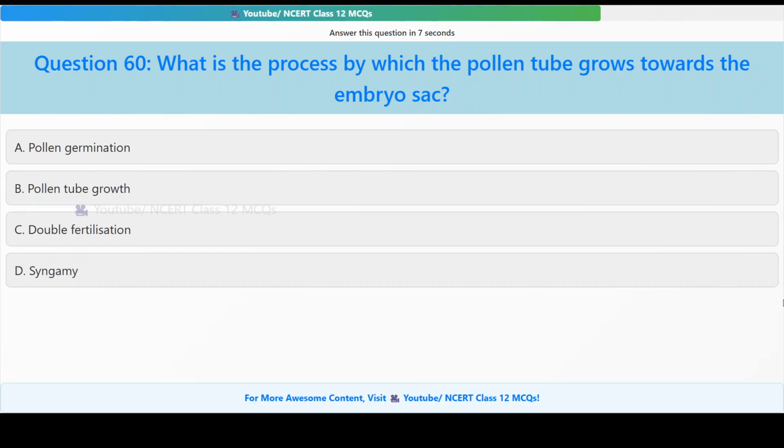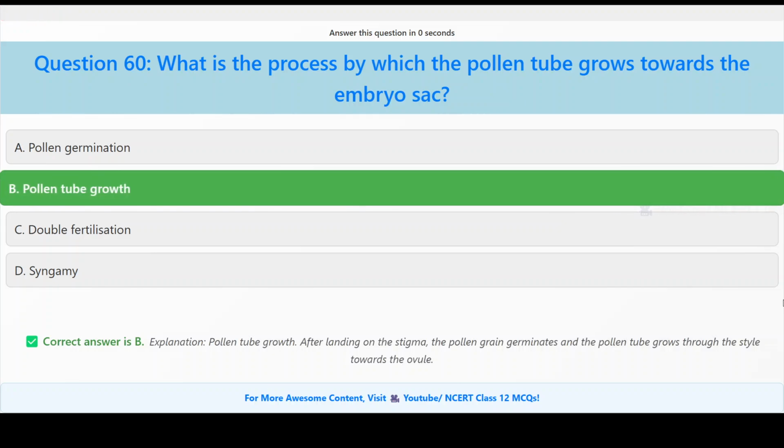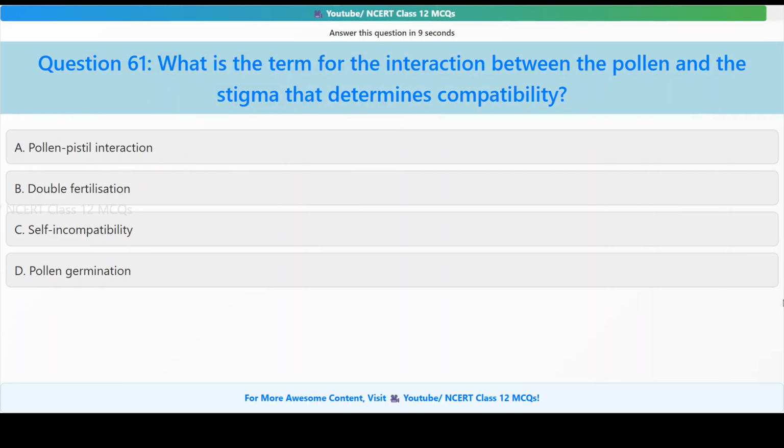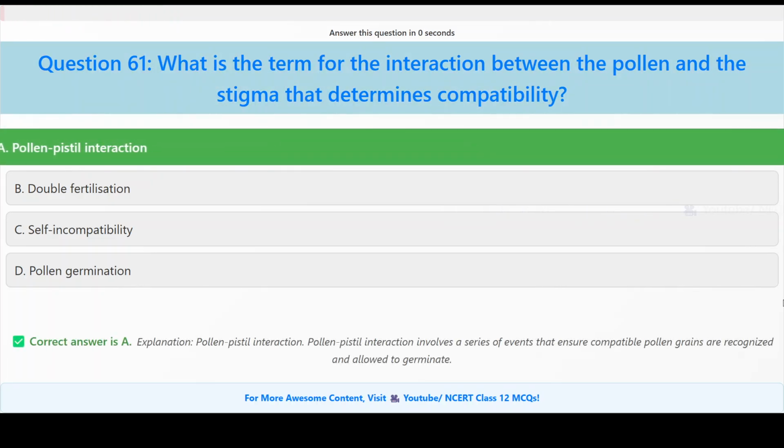Question 60. What is the process by which the pollen tube grows towards the embryo sac? Pollen tube growth. After landing on the stigma, the pollen grain germinates and the pollen tube grows through the style towards the ovule. Question 61. What is the term for the interaction between the pollen and the stigma that determines compatibility? Pollen-pistil interaction. Pollen-pistil interaction involves a series of events that ensure compatible pollen grains are recognized and allowed to germinate.